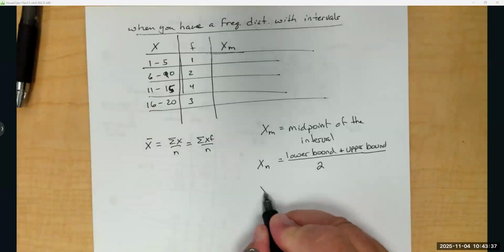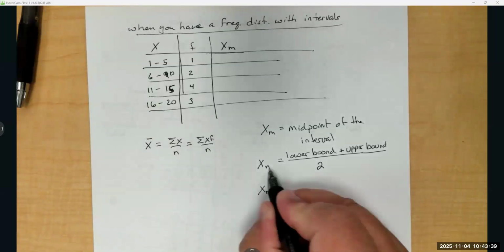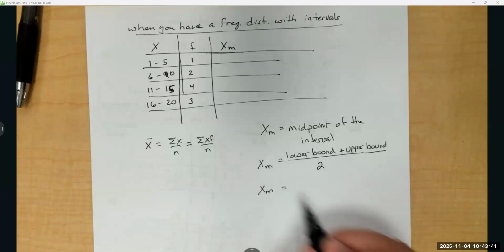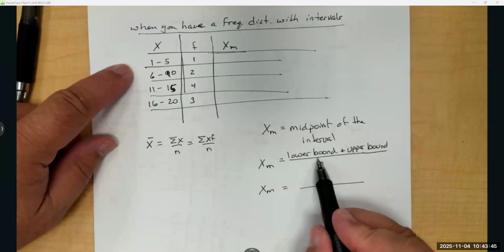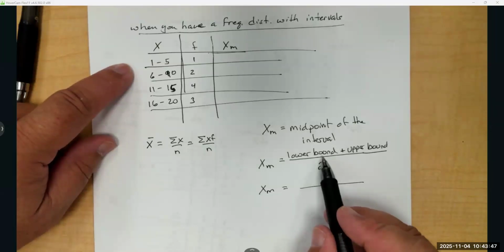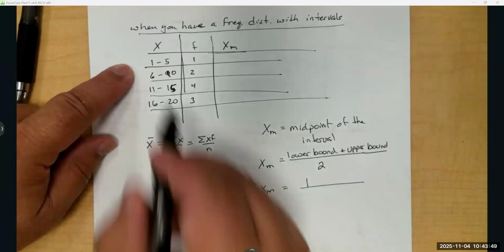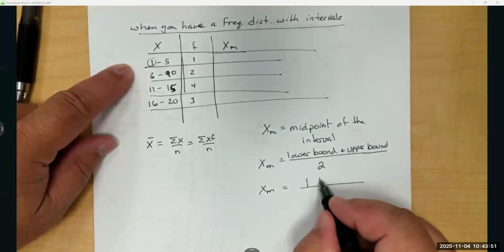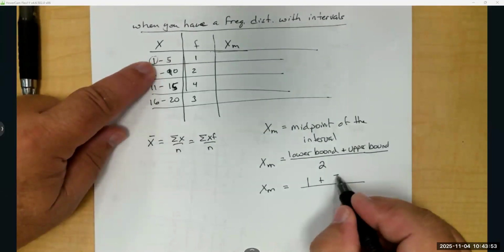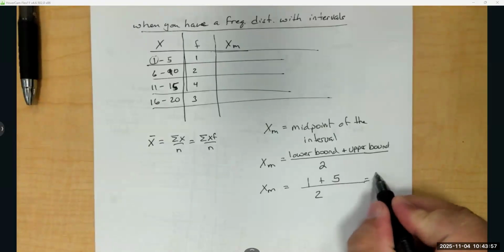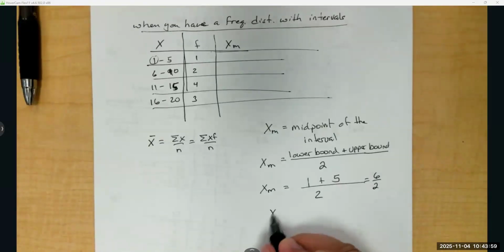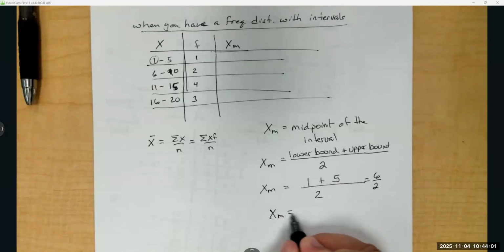So in our example, in the first set, what's the lower bound? 1, that's the lower bound, plus the upper bound is 5. 1 plus 5 is 6 over 2. So the midpoint of that first class is 3.